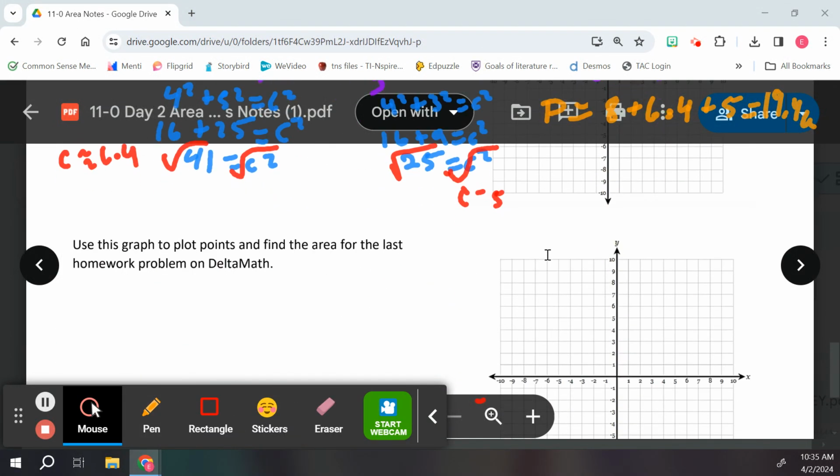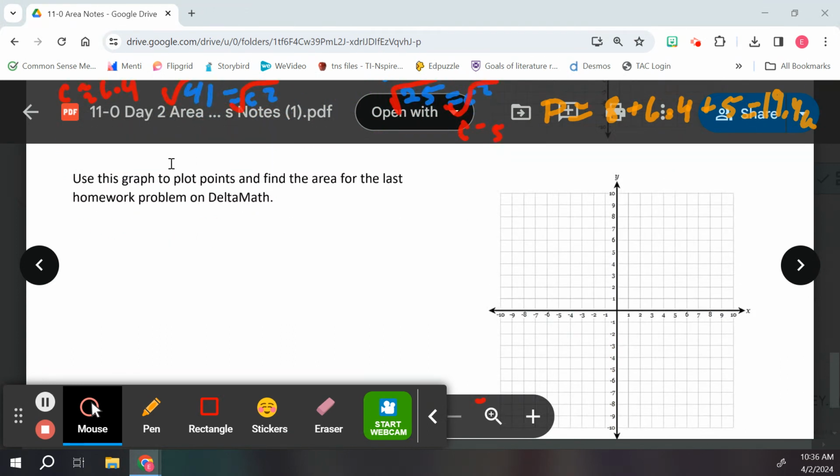Now you do have something down here. If you take a look, it says use this graph to plot points and find the area for the last homework problem on Delta Math. This is going to help you a little bit, okay? Because there appears to be a graphing problem. But are there any questions? Anything at all?